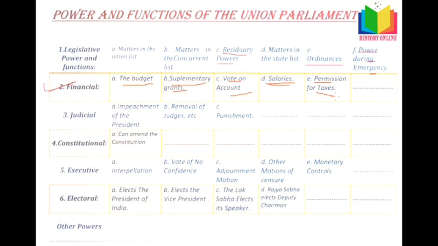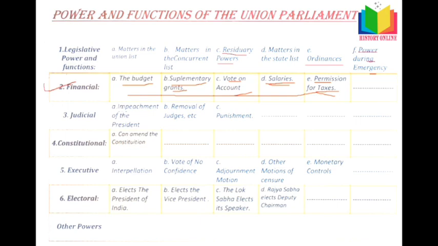No tax can be imposed or money spent by the government without the approval of the Parliament. In matters of finance, Lok Sabha enjoys more powers than Rajya Sabha. Money bills can only be introduced in the Lok Sabha. Once the money bill goes to the Rajya Sabha, it has to be sent back to the Lok Sabha within 14 days. The Lok Sabha may accept or reject the recommendation of Rajya Sabha. So these are some of the financial powers of Union Parliament.